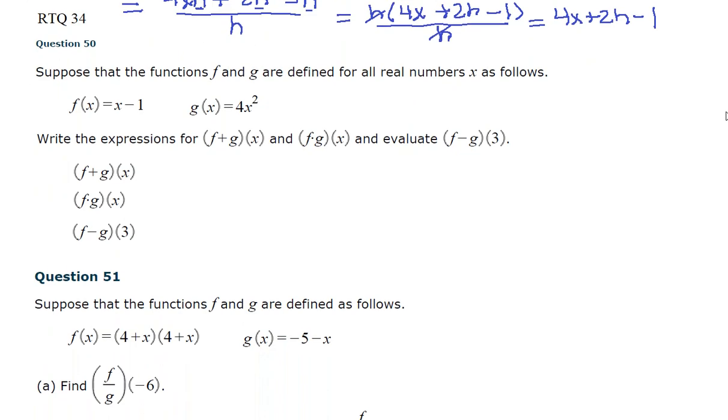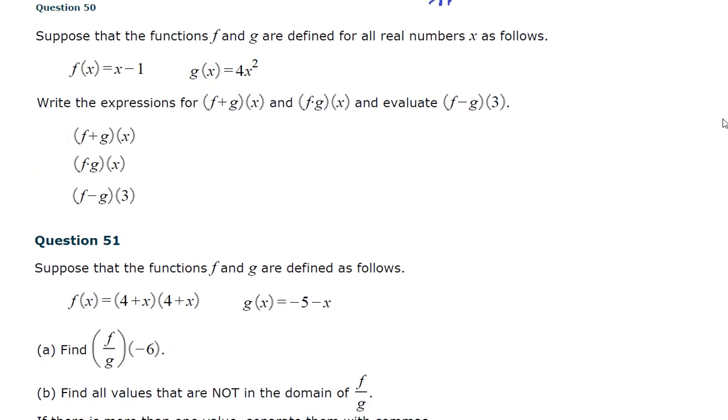So next up here, we're given some functions. F of x is x minus 1, g of x is 4x squared, and we're going to do some arithmetic operations with them. So we want to write an expression here for f plus g of x, f times g at x, and f minus g at 3. So, well, the definition of f plus g at x, this just means take f of x and add g of x.